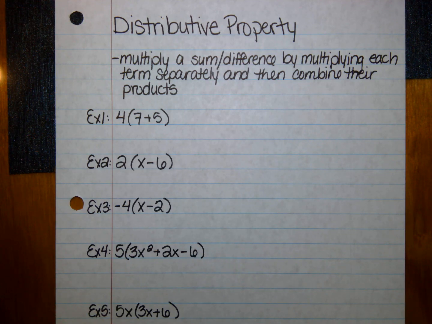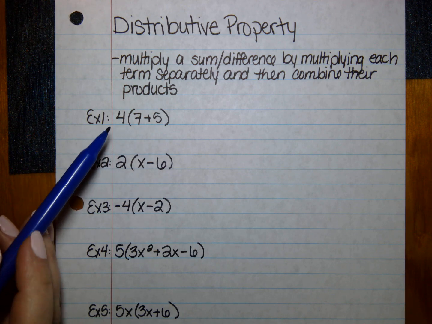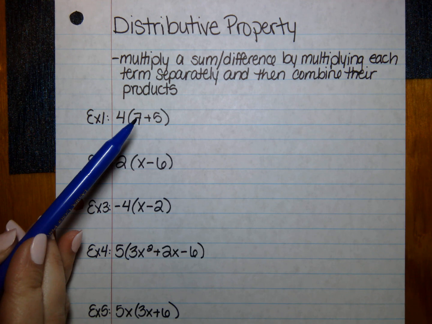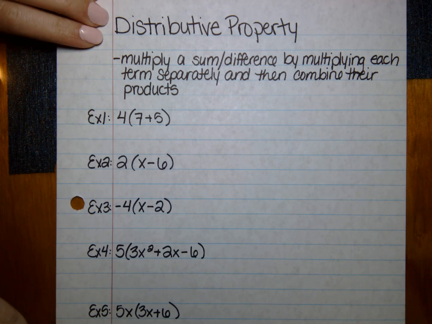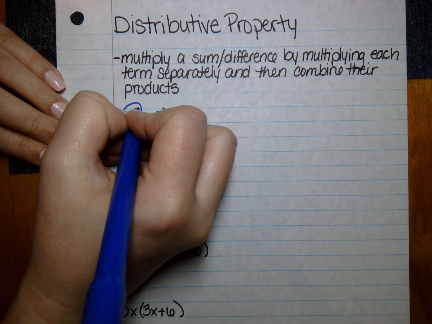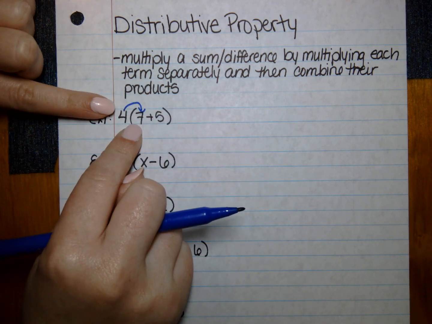Distributive property. The distributive property is multiplying a sum or difference by multiplying each term separately and then combining their products if possible in order to simplify. So if we look at example 1, based off of order of operations, it's telling you to do inside of your parentheses first. However, if they're specifically telling you to work with the distributive property, we're not going to do that. We're going to multiply this coefficient to each term inside of this parenthesis.